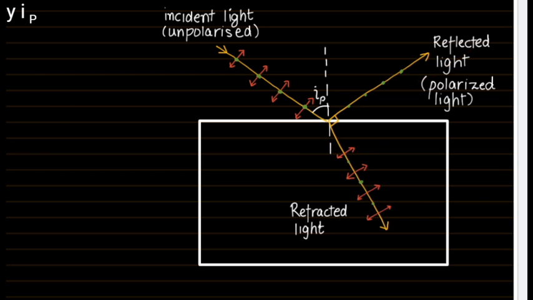So it was the physicist David Brewster who found this angle IP. That's why this angle is known as Brewster's angle. And he showed the relation between the Brewster's angle and the material, how Brewster's angle is dependent on the material. So let's see how it is dependent.